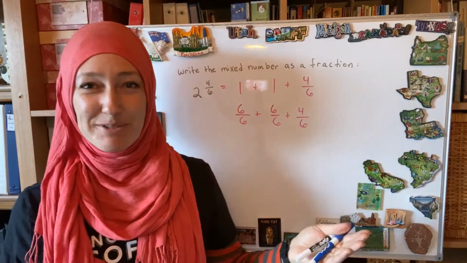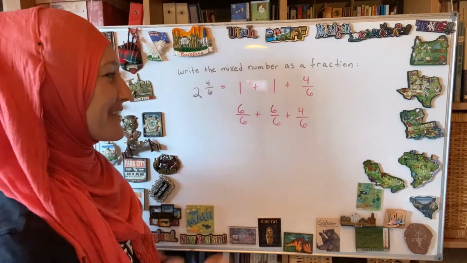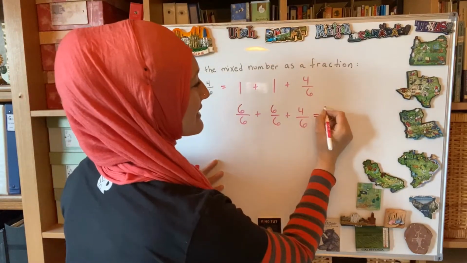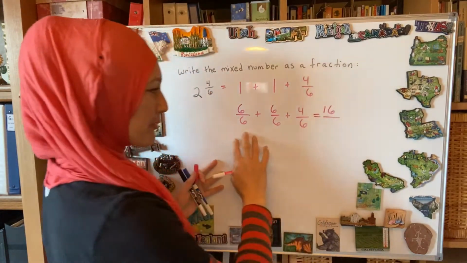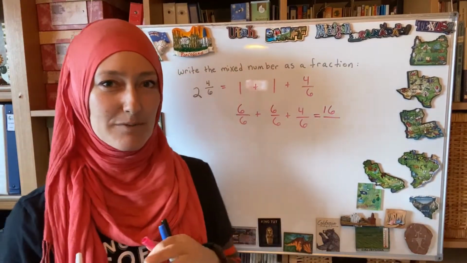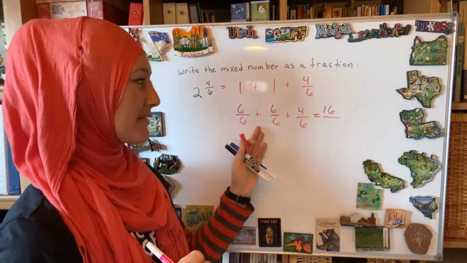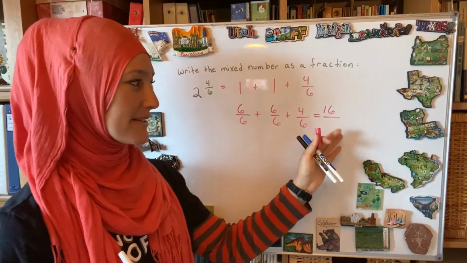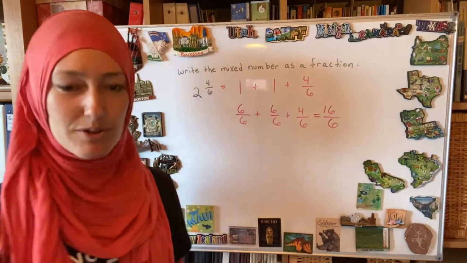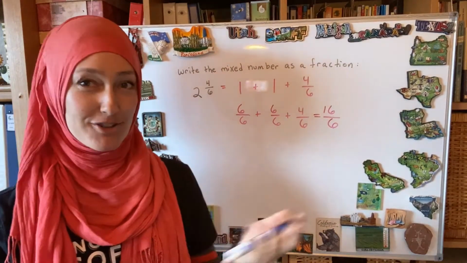And now, this is the really easy part. All you do is you add the numerators. What do you get? 12, 13, 14, 15, 16. And remember, the denominator, you're not adding the denominator. The denominator is the size of the part. You have a 6th sized piece that's going to stay there. So that is your fraction that you've just renamed.